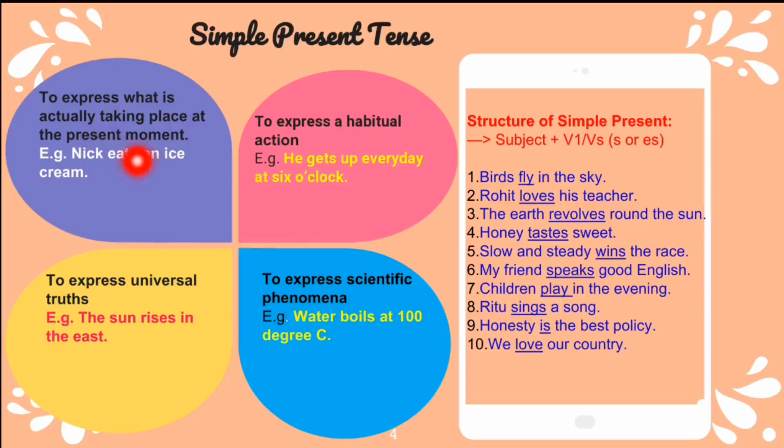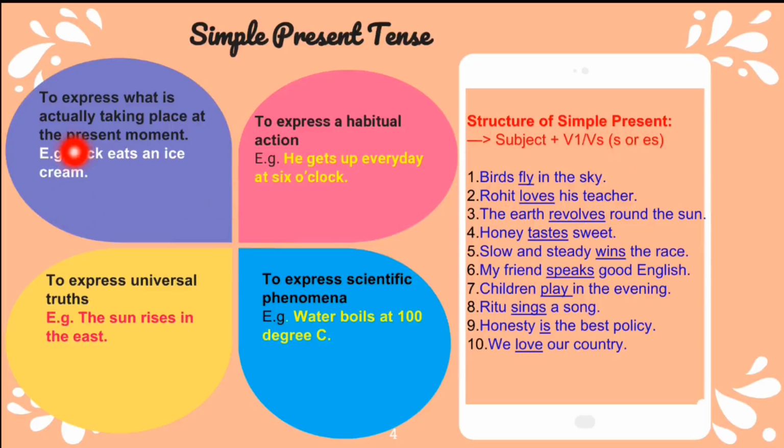So the first rule is, when we want to express what is actually taking place at the present moment, we have to use simple present. Then, to express a habitual action. For example, he gets up every day at 6 o'clock. That's his habit, right? It's a habitual action. Every day he used to get up at 6 o'clock. So after the subject he, we use gets. It's the VS form of the verb, right? Subject plus VS form and other things in the sentence.